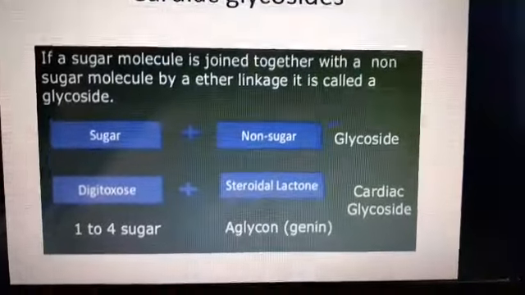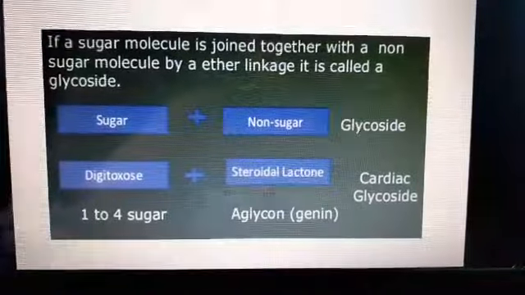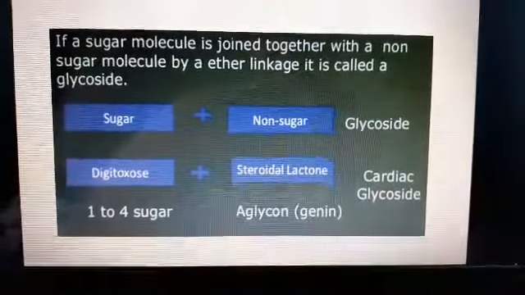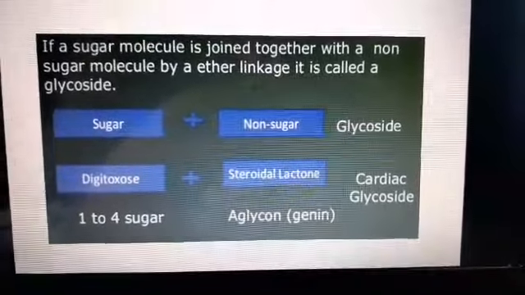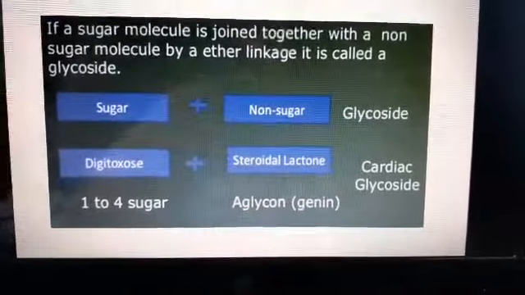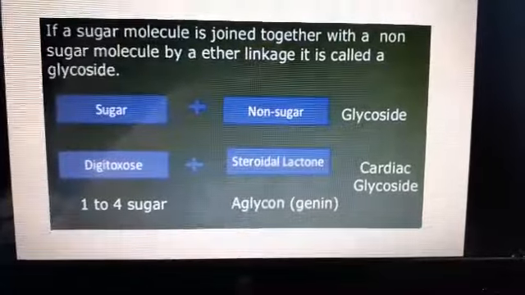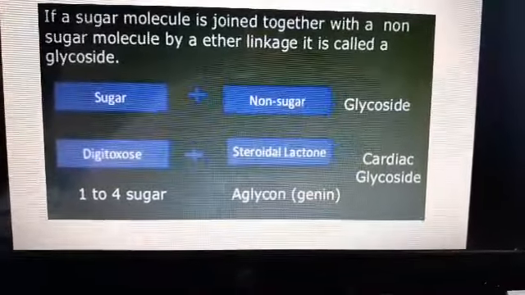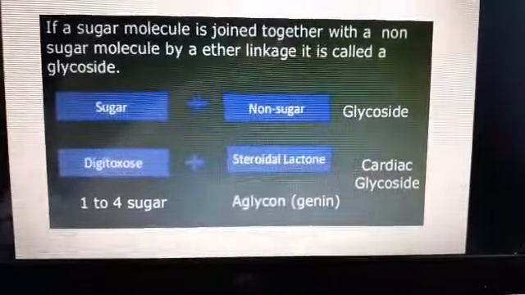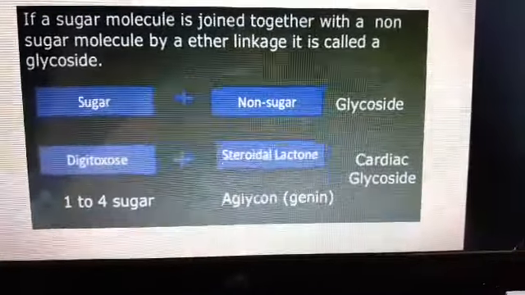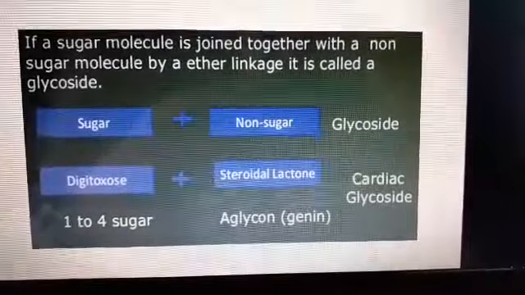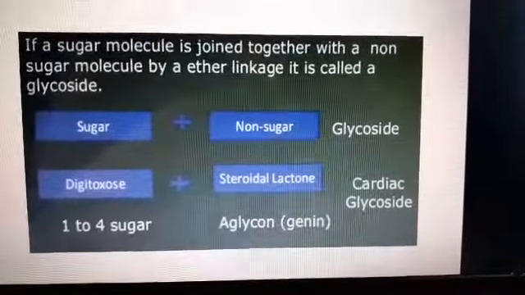If a sugar molecule is joined together with a non-sugar molecule by an ether linkage, it is called a glycoside. So sugar and non-sugar molecule attached by linkage, that is called glycoside. An example of sugar is digitoxose, and the non-sugar is a steroidal lactone. Steroidal lactone has that cyclopentanoperhydrophenanthrene ring, and this together will make the cardiac glycoside.